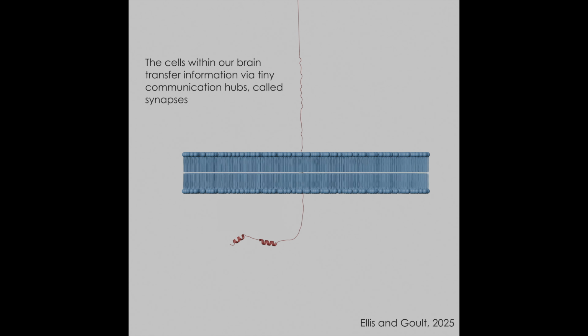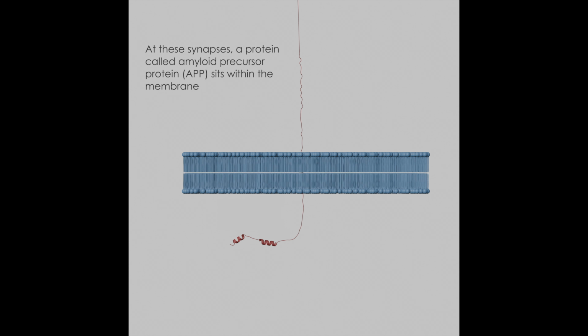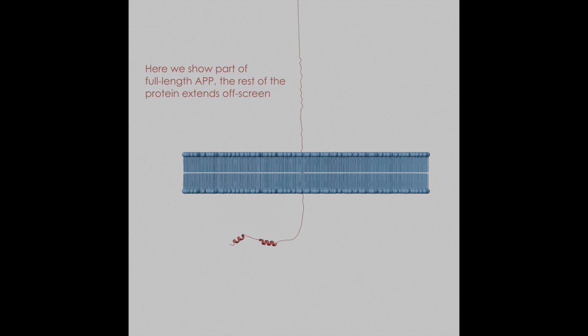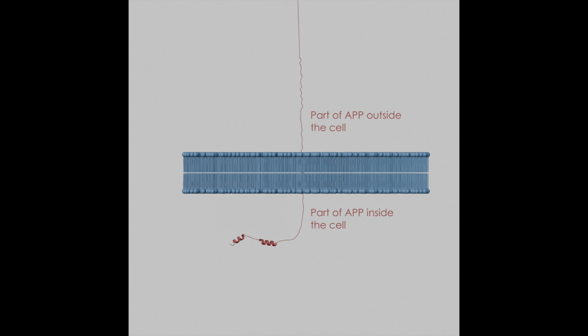The cells within our brain transfer information via tiny communication hubs called synapses. At these synapses, a protein called Amyloid Precursor Protein, otherwise known as APP, sits within the membrane. Here we show part of full-length APP. The rest of the protein extends off screen. You can see the parts of the protein inside and outside of the cell.